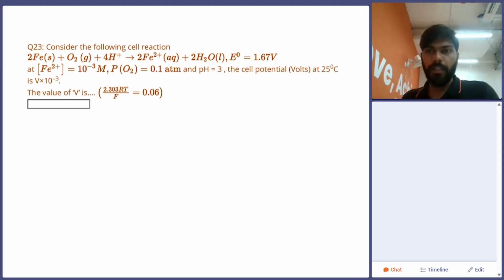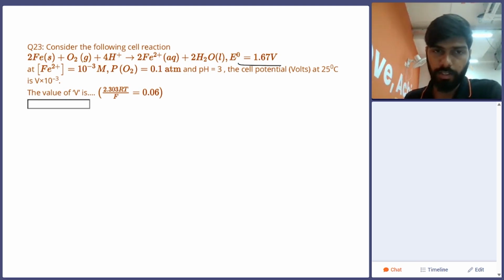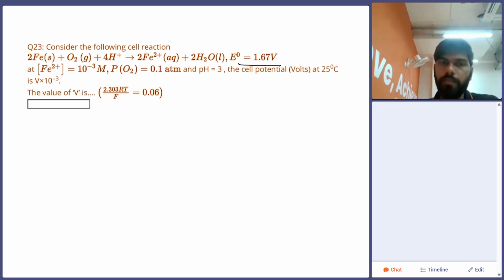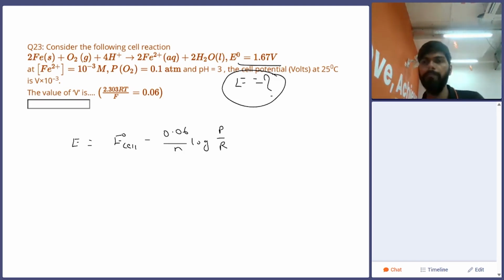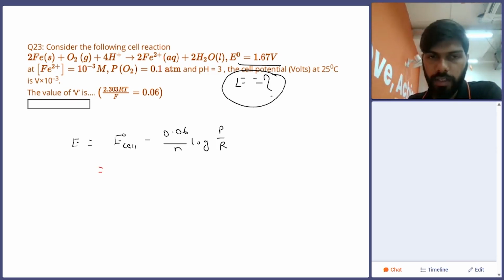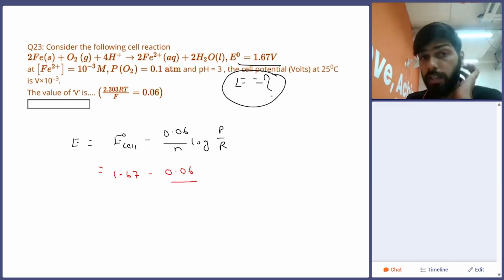Okay, students. Now next question, when we solve, that is consider the following cell reaction. So here E naught is given, and the value of E is asked, the cell potential. The value of E in volt they are asking. E means we have to find out. Okay, formula E is equals to E naught of cell minus 0.06 by n log of product upon reactant. Okay, clear now. So now here E cell value is given 1.67 minus 0.06. Now here for Fe, 2 means 2 electrons.